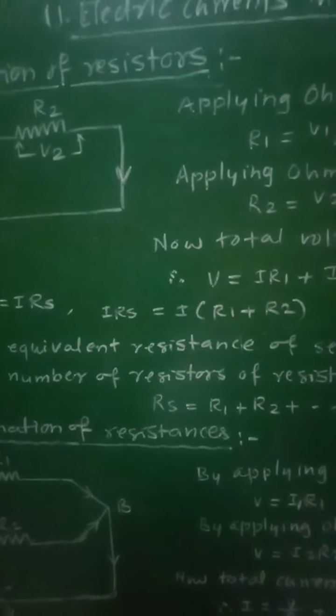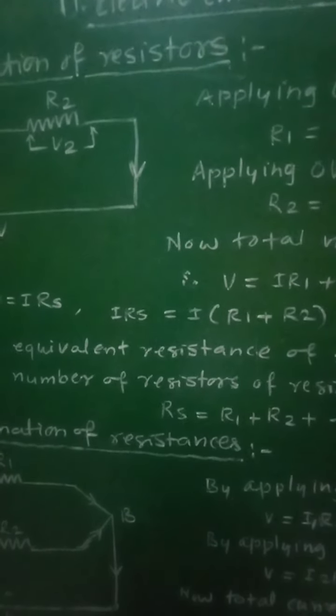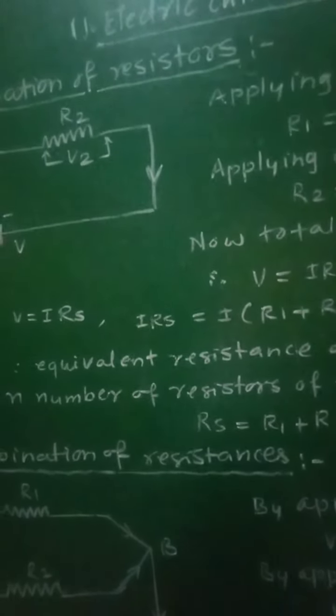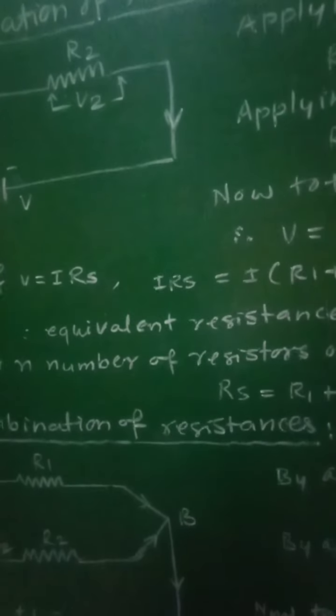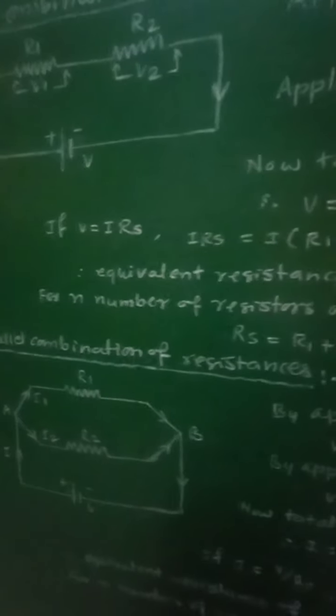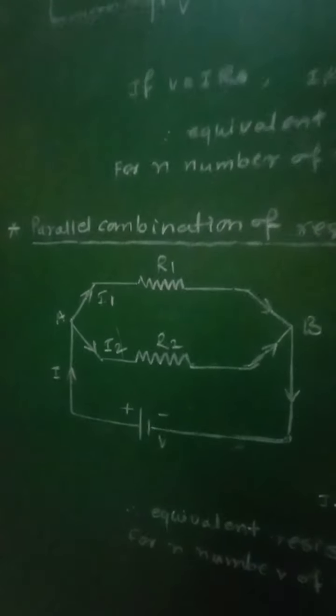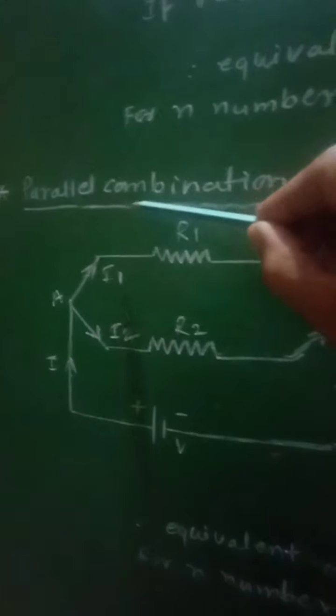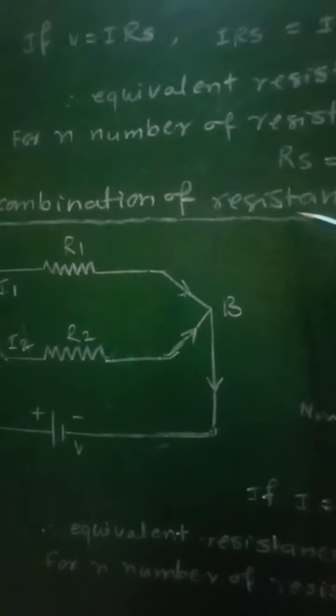Now instead of that, if the resistances are connected in parallel, then how the working of the circuit will take place, let us see. So secondly, parallel combination of resistances.